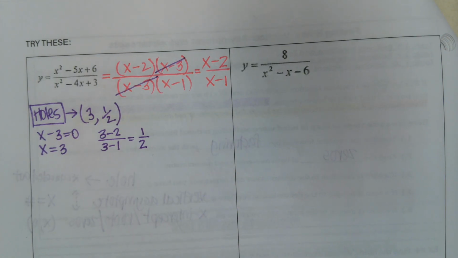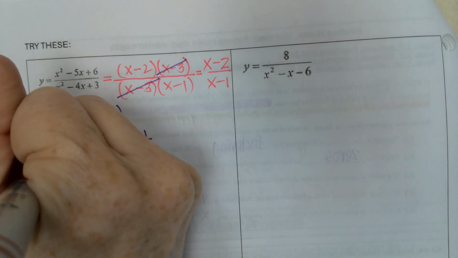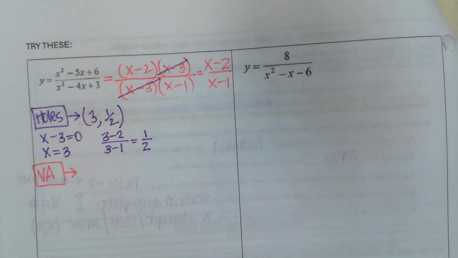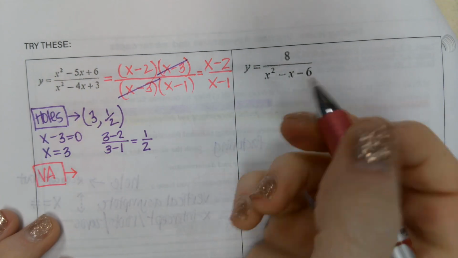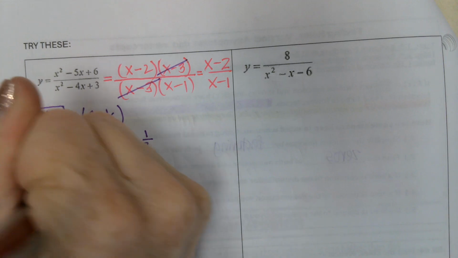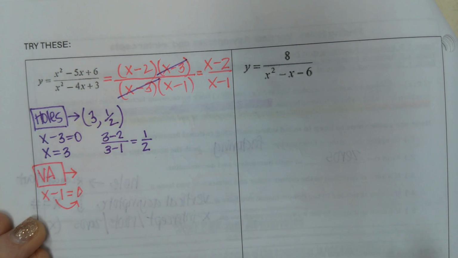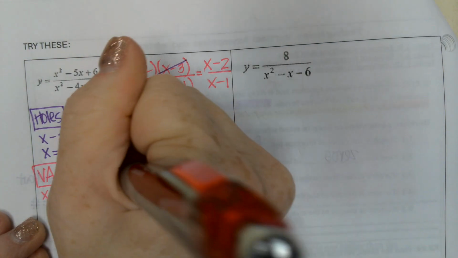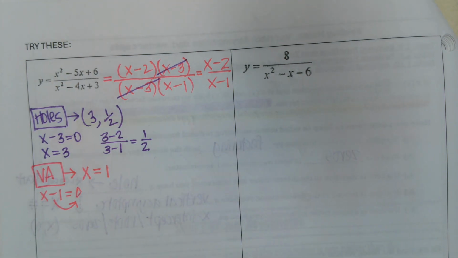Now, what remains in the denominator gives me my vertical asymptotes. I'm going to abbreviate that as VA for vertical asymptote. So what remains in the denominator there is the factor x minus 1. If I set that equal to 0 and I solve for x, the equation of that vertical asymptote is going to be x equals 1. Done.